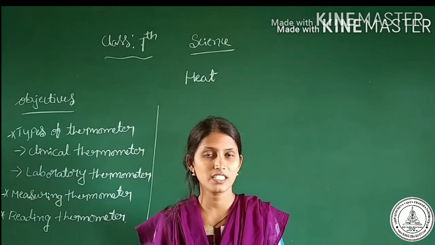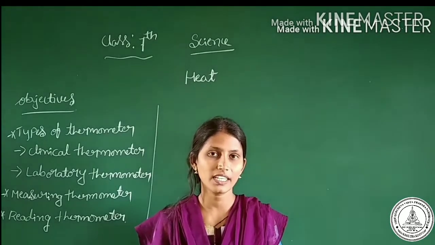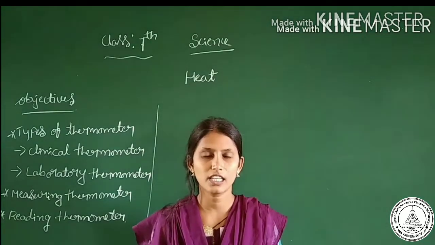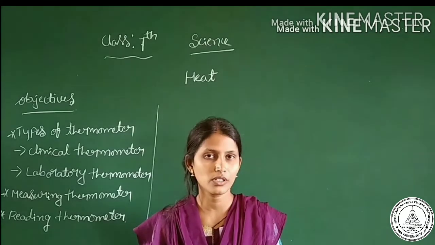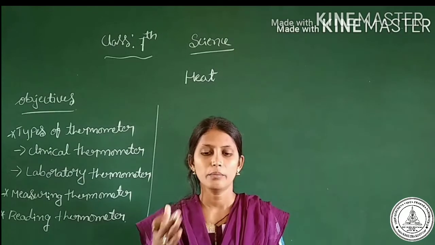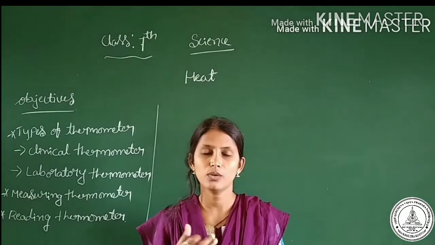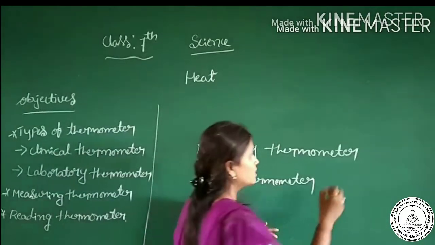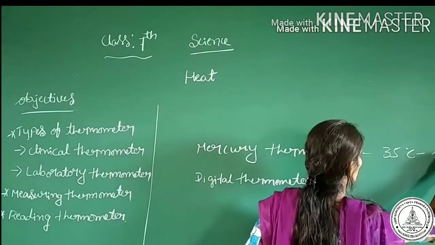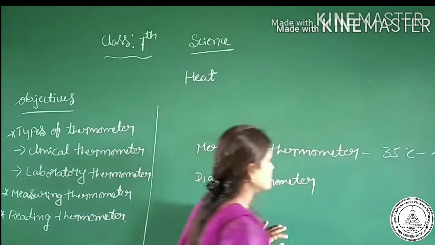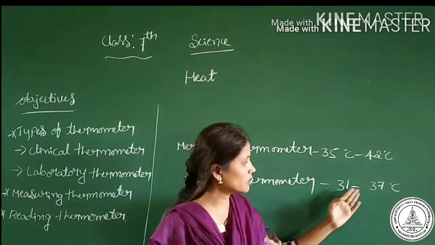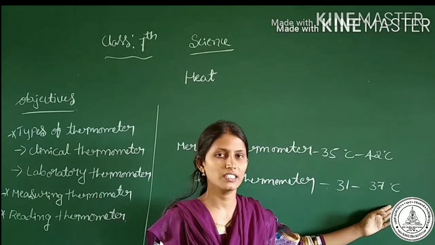So what is the difference in the temperature? Why are we getting 35.2 in a clinical thermometer which contains mercury, and why are we getting 36.3 degrees Celsius using the forehead thermometer? What is the difference? In a mercury thermometer, the temperature range is from 35 degrees Celsius up to 42 degrees Celsius. For the forehead thermometer, the range is from 31 degrees up to 37 degrees.